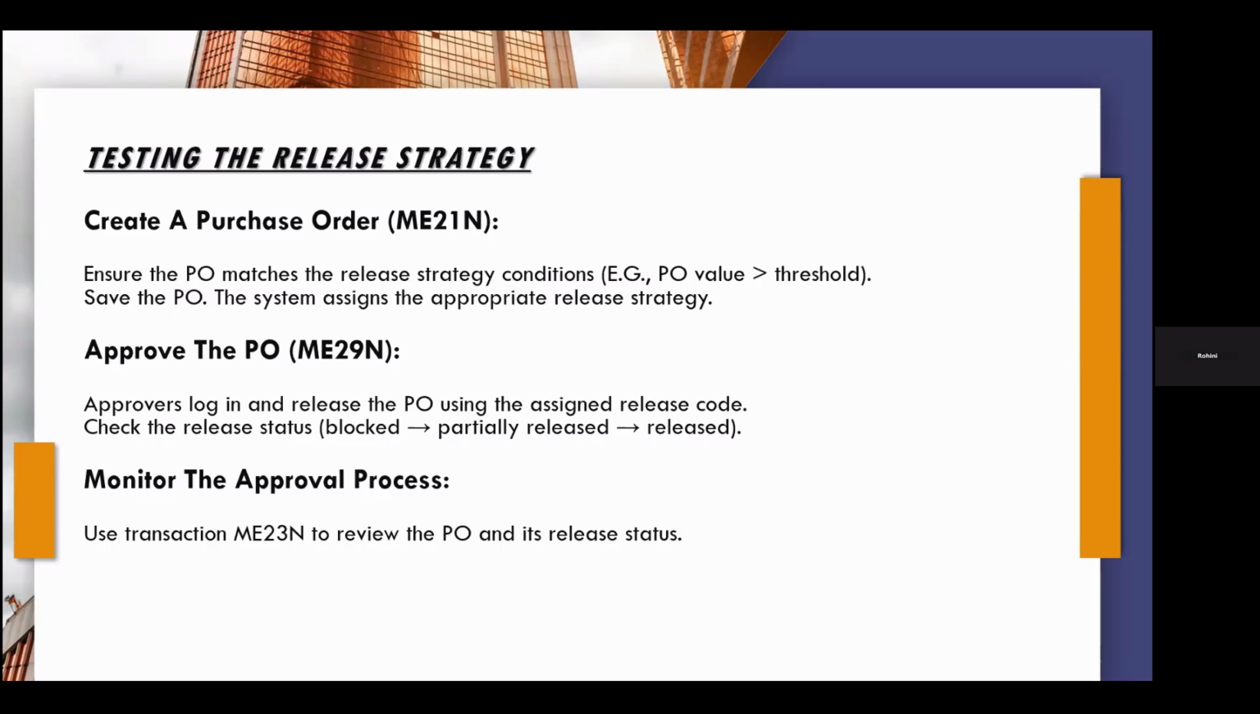Once it is approved, it will show the status based on the hierarchy. If it is not approved, it will be in blocked state. If we have 4 hierarchy levels and 2 are approved, then it will be in partially blocked or partially released status. When everyone has approved, it will be in released status. Then go to the display T code for the PO, that is ME23N, and review the PO, and it will be in released status. So this is the procedure for the release strategy.